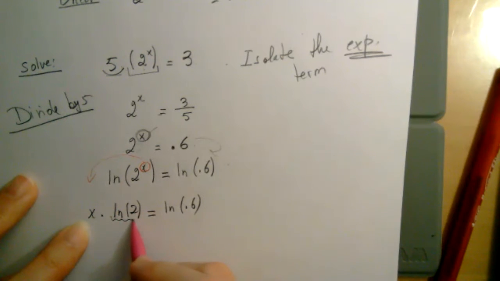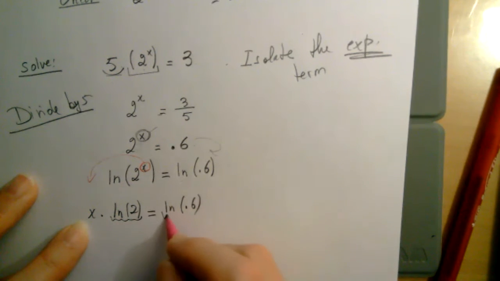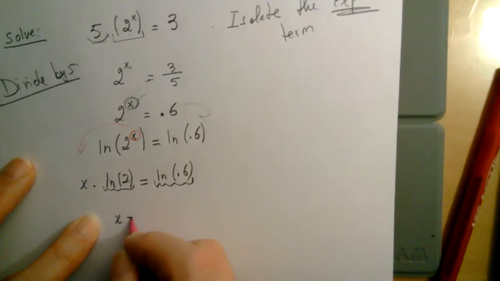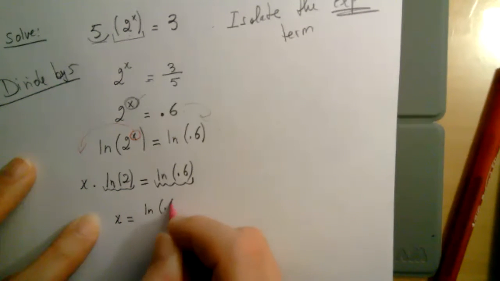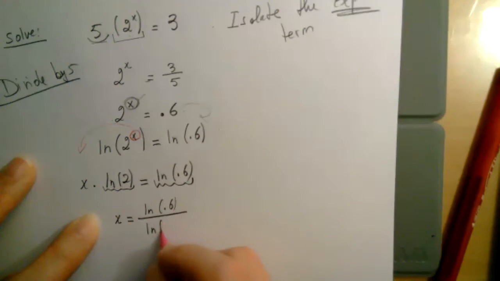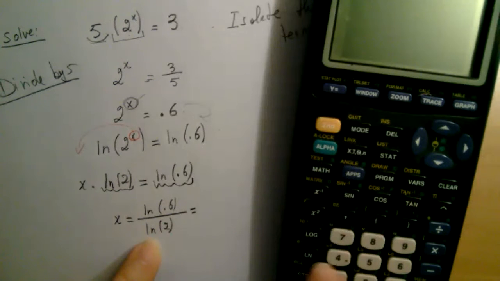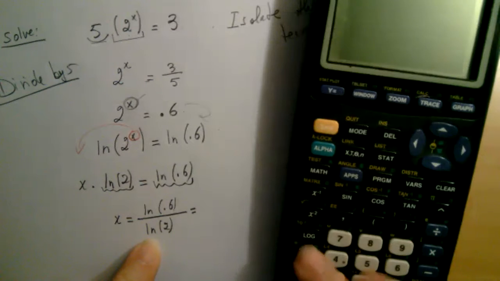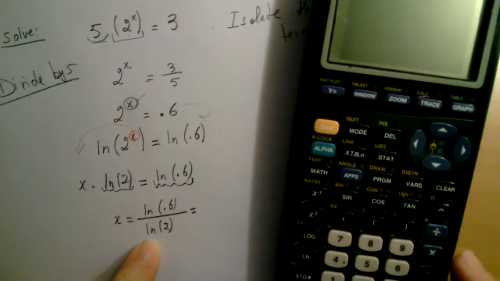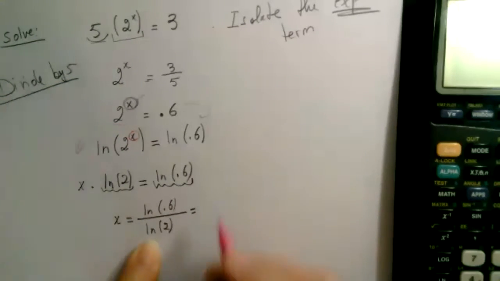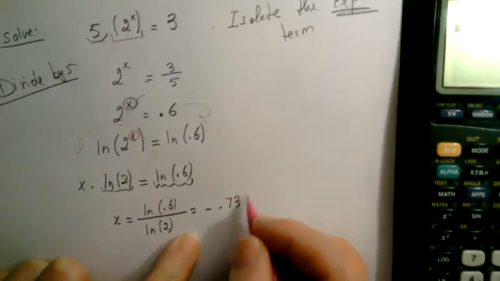Remember, this is a number. It's not really a variable. And this whole thing is a number. We can pick it up. So I'm going to divide by that number. It's ln of 0.6 over the ln of 2. And once we get that, that's the exact value, and then the approximate value, because sometimes we like to have a feeling of what those numbers are. It's ln of 0.6 divided by the ln of 2, and I'm getting negative 0.7369.